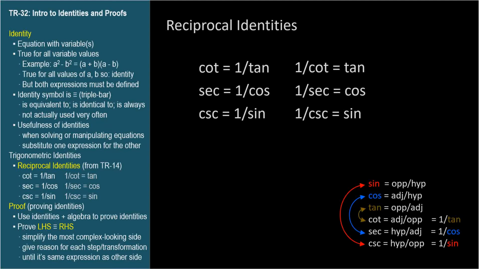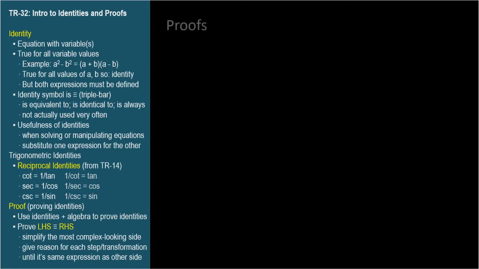Identities are used when solving or manipulating equations. Anytime we have an expression that's part of an identity, we can substitute the other expression. This sometimes makes equations easier to solve. We'll cover many more trig identities in future videos. There are a lot. So it's become standard practice in trig courses for students to be able to recognize and manipulate them to prove a proposed identity is true.